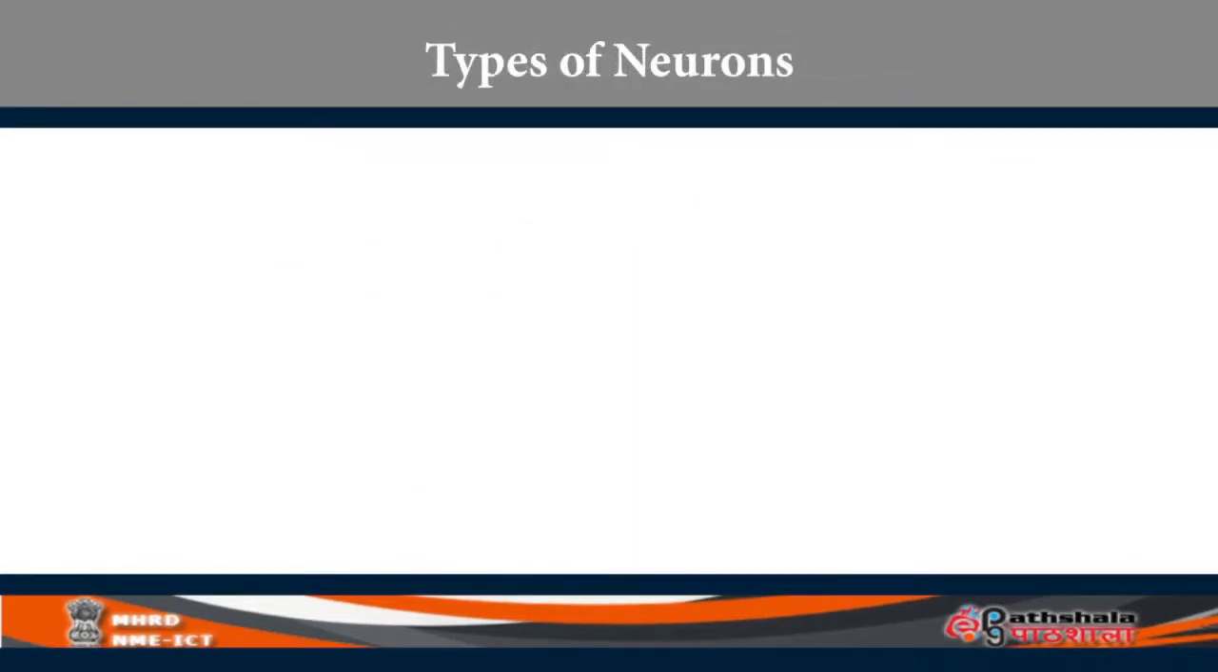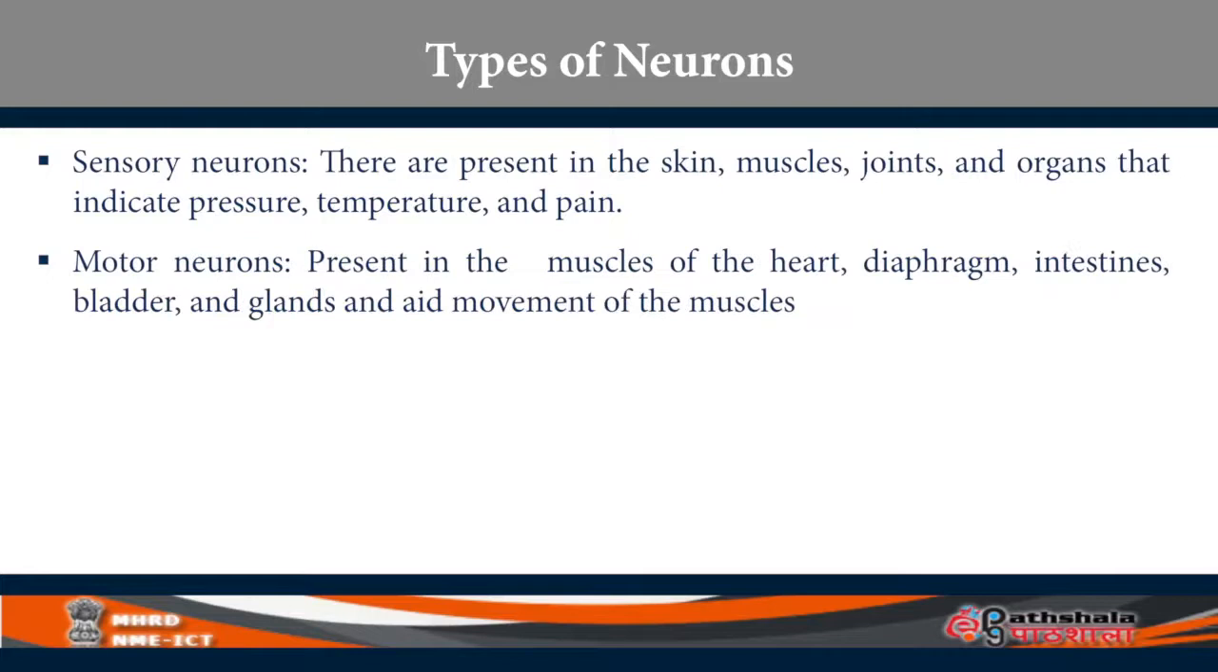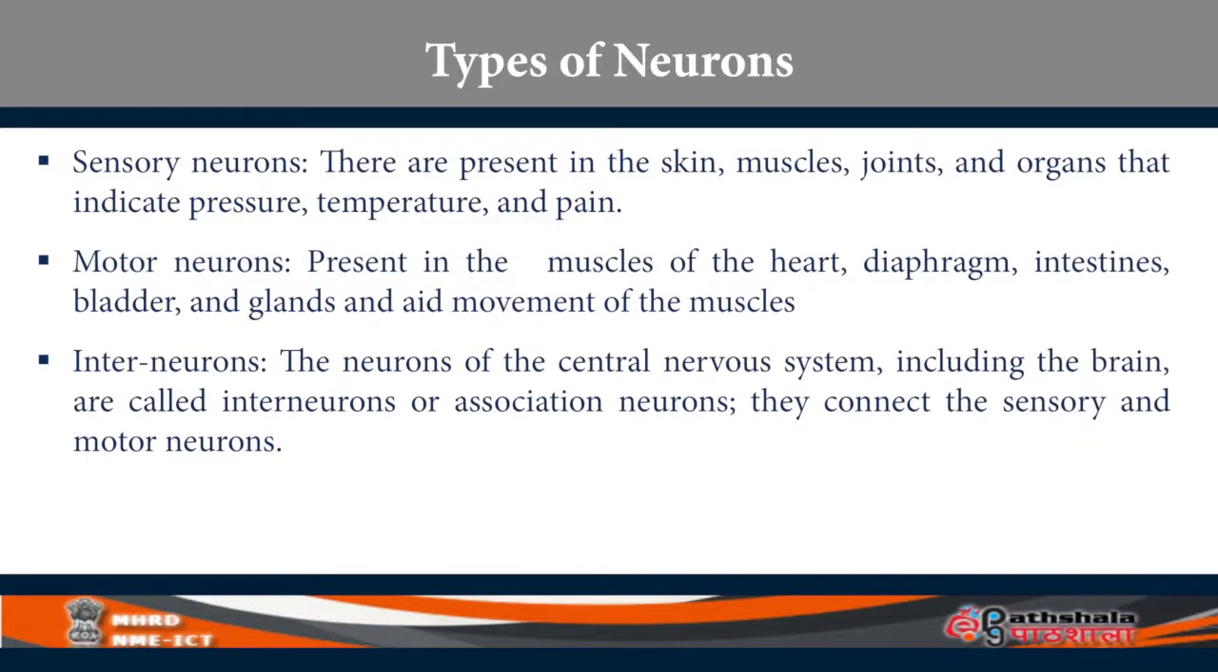What are different types of neurons? There are sensory neurons which are present in the skin, muscles, joints, organs. They pick up information about pressure, temperature, pain. So these are all sensory neurons. Then you have motor neurons, which are present in the muscles of the heart, the diaphragm, intestine, bladder, glands. These neurons aid movement of the muscles. And then you have third type of neurons called interneurons, which connect sensory and motor neurons. These are present in the brain also.